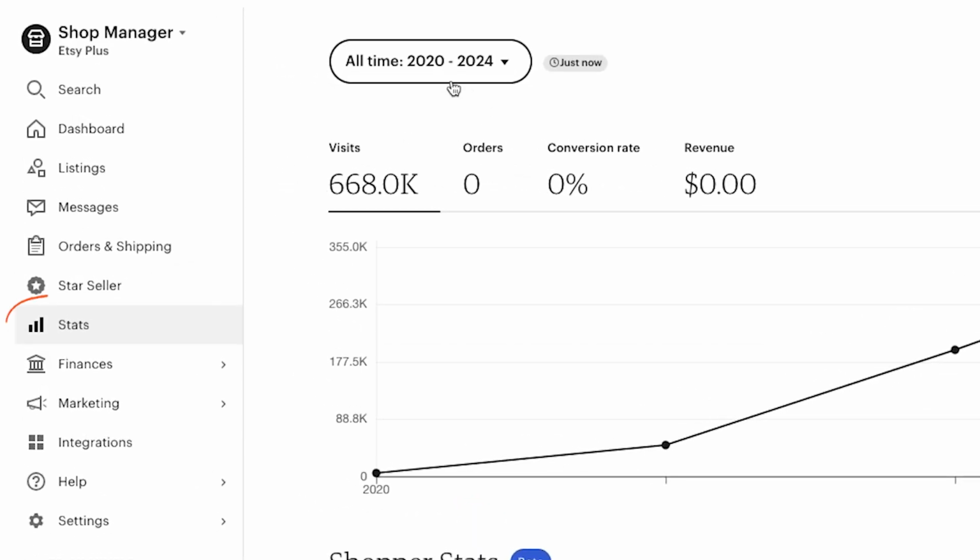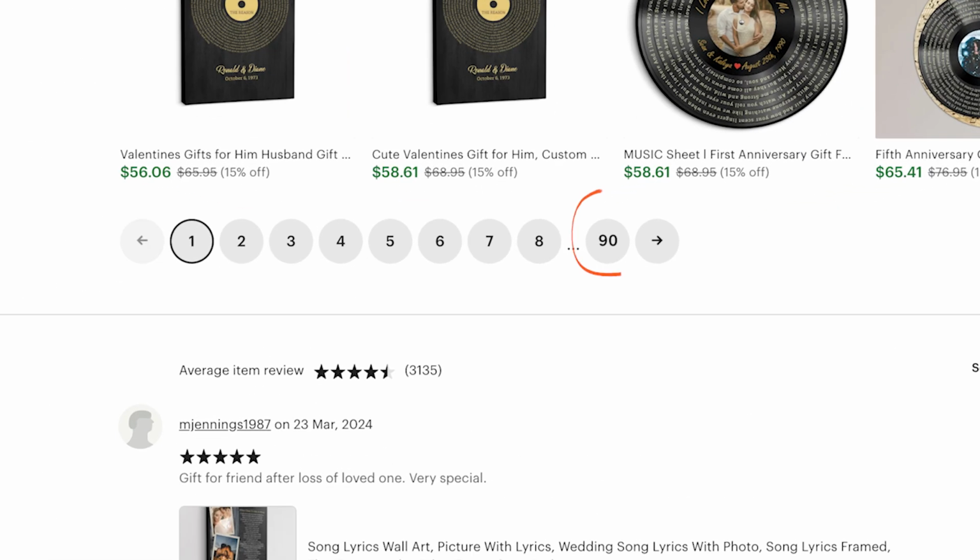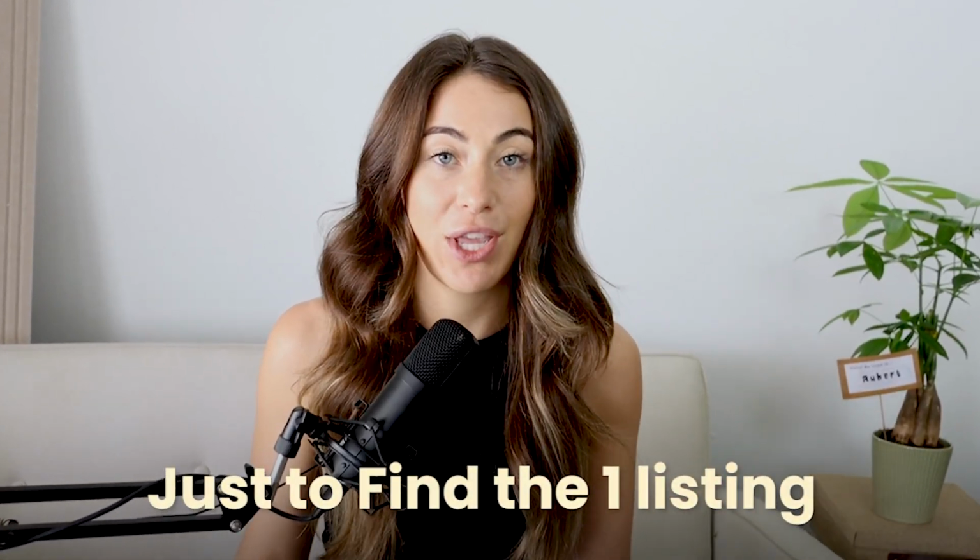But let's just pretend that we just wanted to rely on the Etsy stats page, right? Because your stats should be meaningful metrics for your business. Are you really gonna sort through 90 different pages just to pull out the listing that you're trying to analyze? In our case, this is kind of useless because it's not likely that I'm gonna go through 90 pages of shop listings just to find the one listing that I'm looking for.